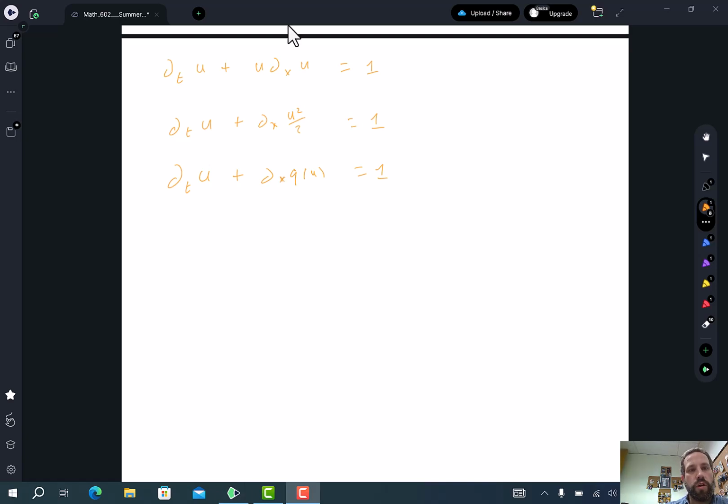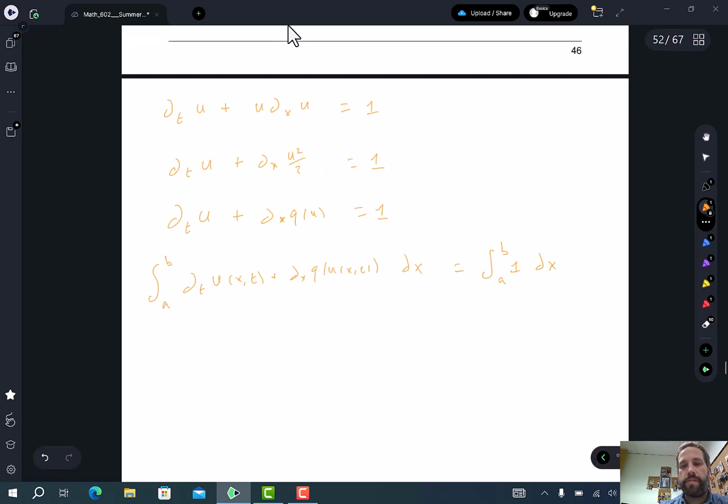Well, usually we're integrating over two arbitrary points. So if I integrate over two arbitrary points, I'm going to have something like this on the left-hand side. It's the t derivative of u evaluated at (x,t) plus the x derivative of q of u evaluated at the point (x,t), all with respect to dx. And on the right-hand side is going to be the integral from a to b of 1 dx. This is valid for all intervals a to b.